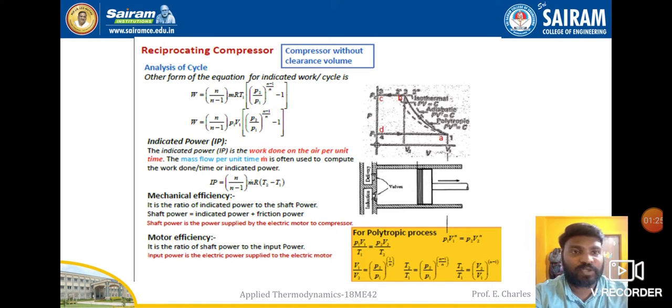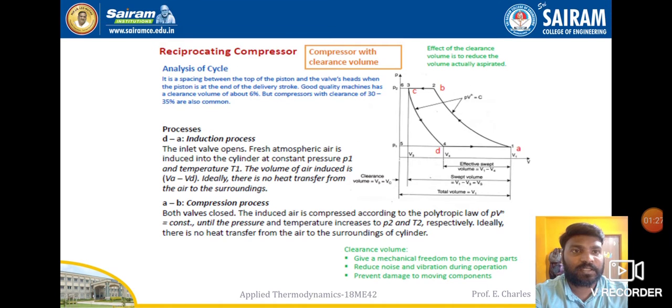When it comes to with clearance, if we check the PV diagram clearly, first it starts with some clearance volume, and then the 4 to 1 process. This 4 to 1 process in the PV diagram shows the effective swept volume. What is this effective swept volume all about?